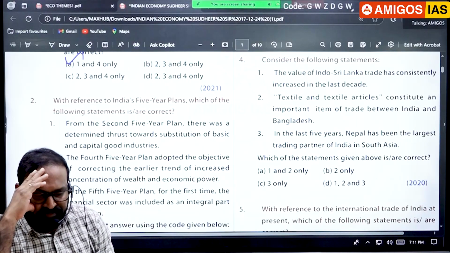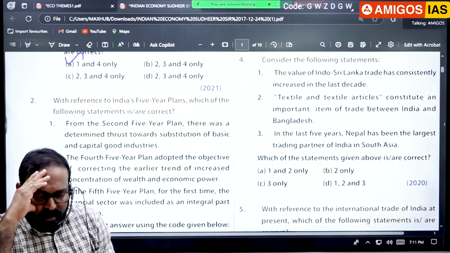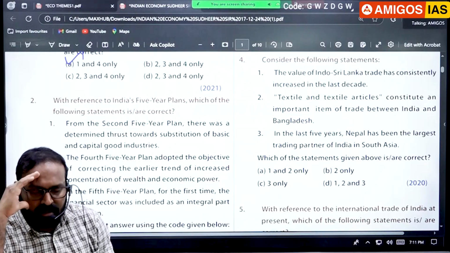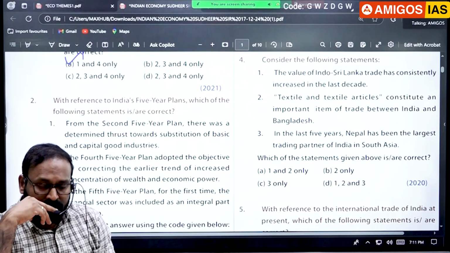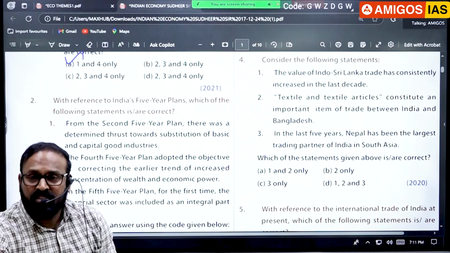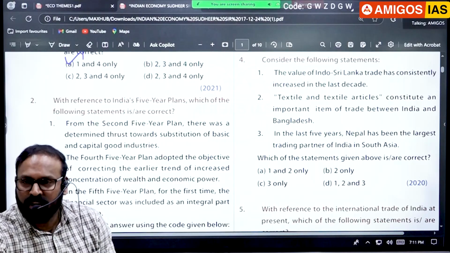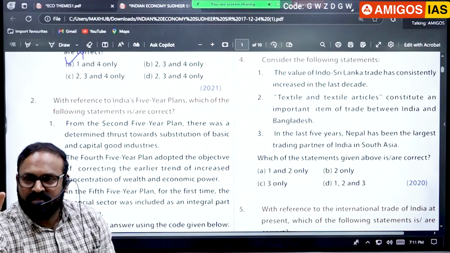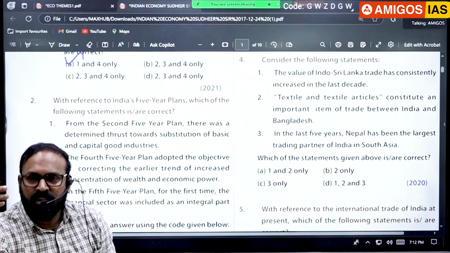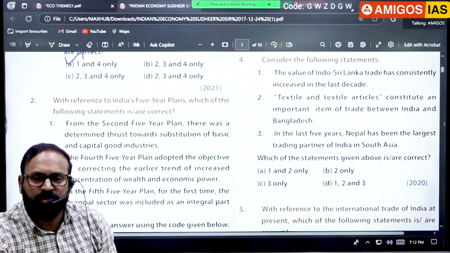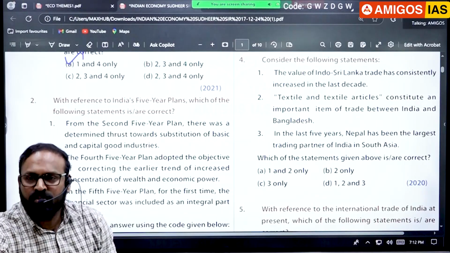What is the answer? The answer is 1 and 3, and that option is not available. So some students got 3 only, and some got 1, 3, 4. Why is 4 included? Because based on the reputation of our economy, we consider the last statement to be true. But at times we do some miracles, right?